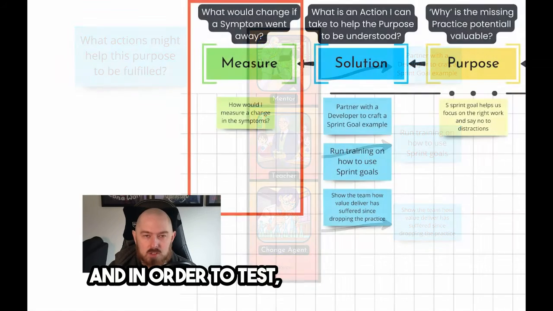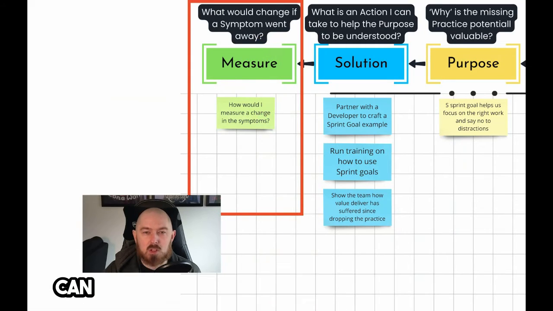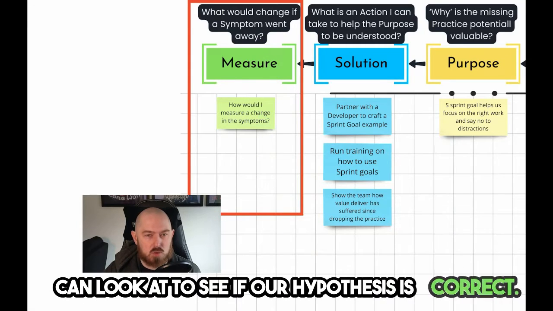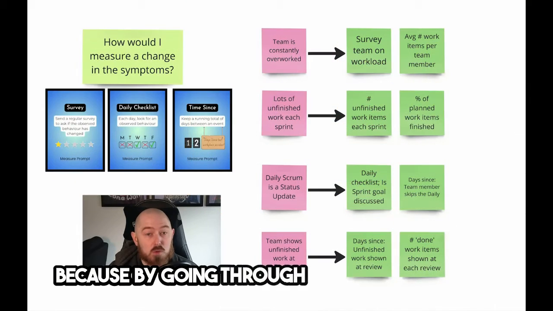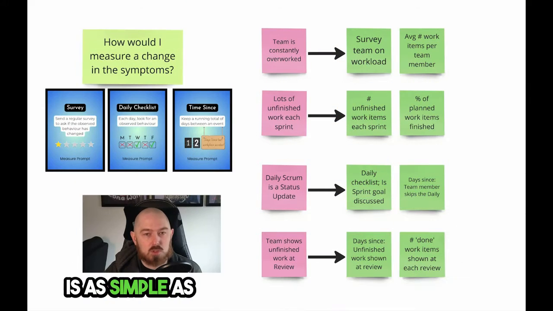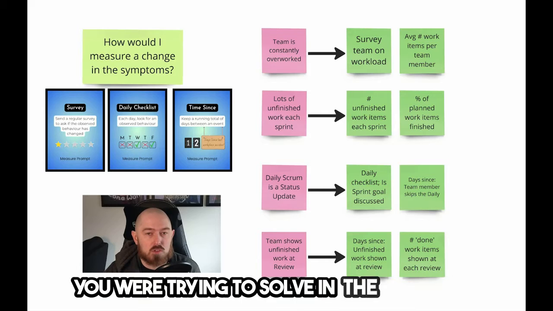And in order to test, we need a measure, something we can look at to see if our hypothesis is correct. This is where Dysfunction Mapping's magic comes in, because by going through these steps, defining a measure is as simple as looking back to the symptoms you were trying to solve in the first place.